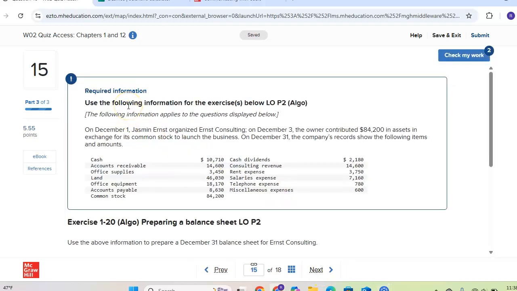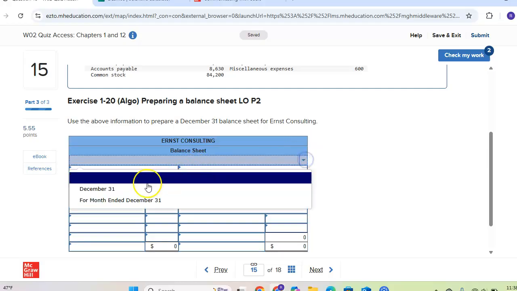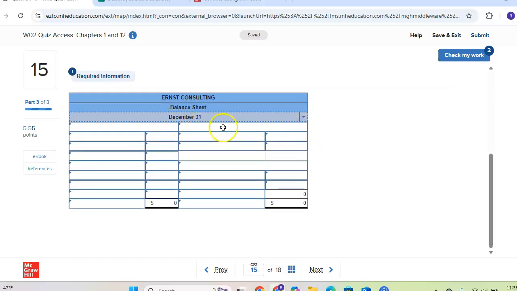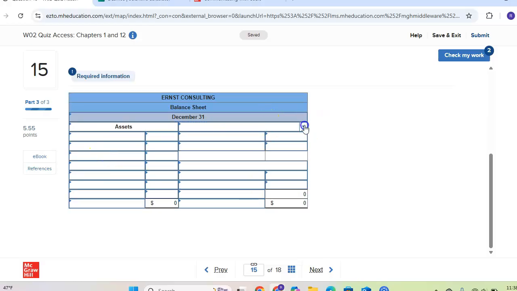The final question, question 15, uses the same itemization, but this time we are preparing a balance sheet. With balance sheets, the numbers should balance out on both sides at the end. That's why they call it a balance sheet. And as we know, balance sheets are for a single day, usually the end of the month, which is December 31st. We have assets on the left, liabilities on the right, and then equity down here.